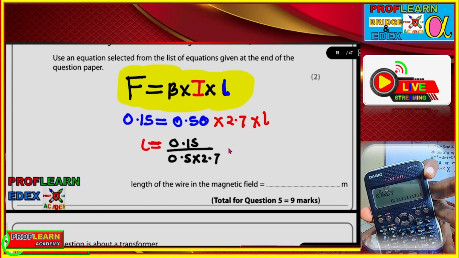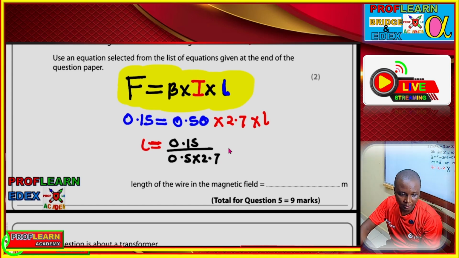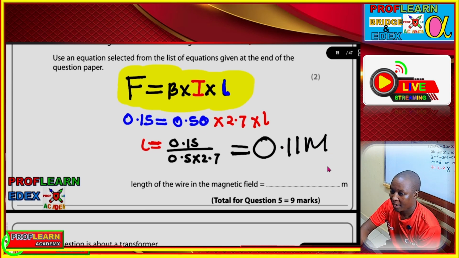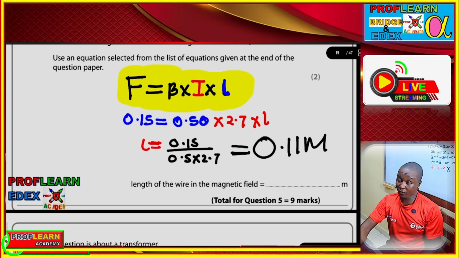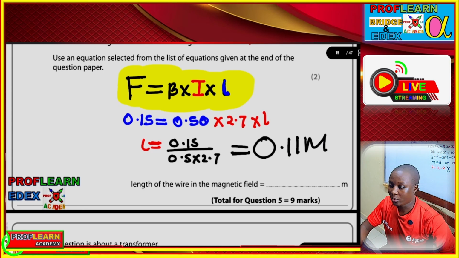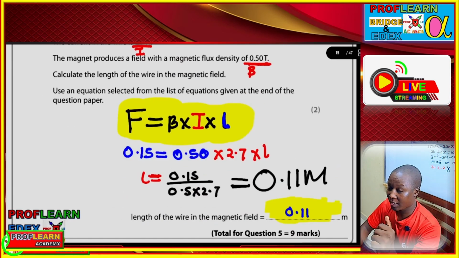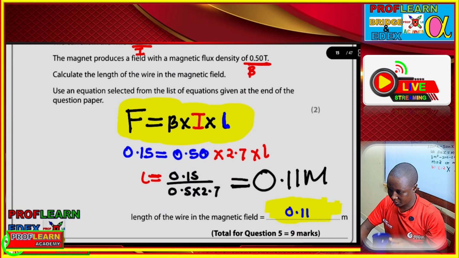That is 0.11. So that's exactly what we are going to write in order to get that. I believe this is one of the questions that will be asked on Monday. If you have attended the ProfLearn YouTube channel, you'll be in a position to get that 0.11 meter as the length. So we shall transfer it down here, just to make peace with the examiner. You'll make the examiner happy by writing your answer down here, right?